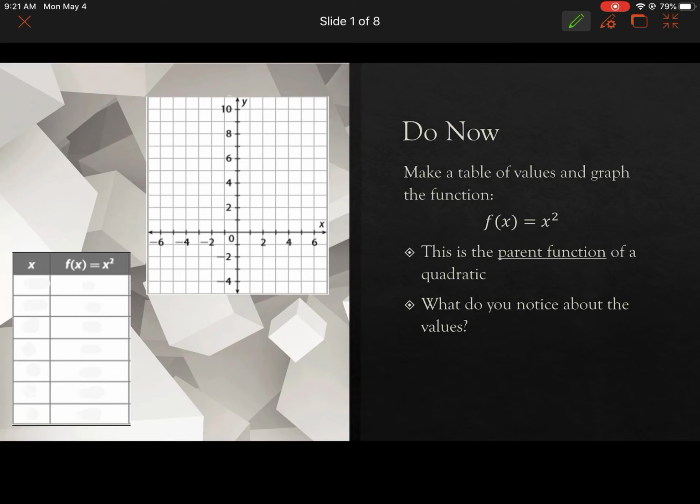But for right now, we're going to transition from the equations themselves into the quadratic functions and how to graph those. All right. So what I want you to do right now is graph this function here. Okay, this is the parent function of a quadratic. So I want you to see what shape it makes and pay attention to the table values and see if you notice anything that happens.